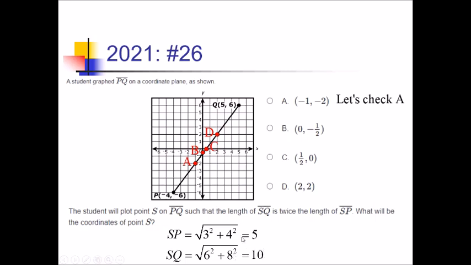Or again, this is basically a 3, 4, 5 triangle, except all the sides have been multiplied by 2. In any case, we see that SQ is twice what SP was. So that proves that choice A is in fact the point that we want.